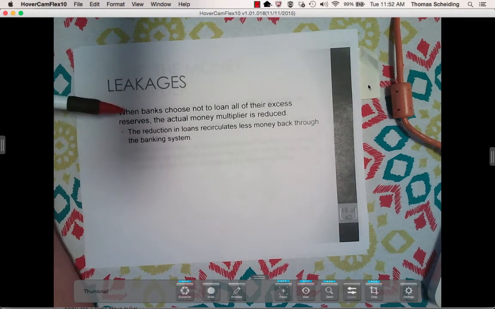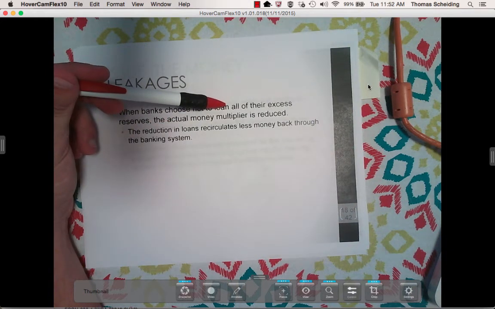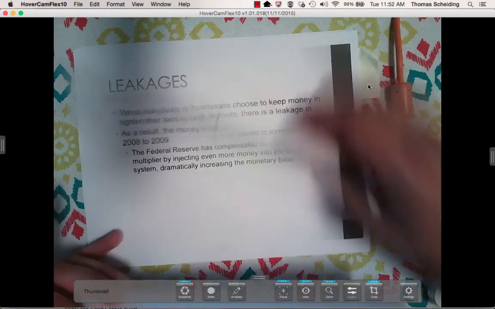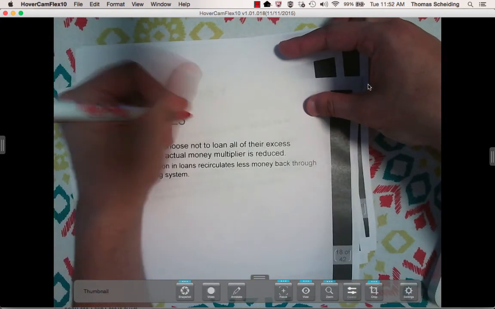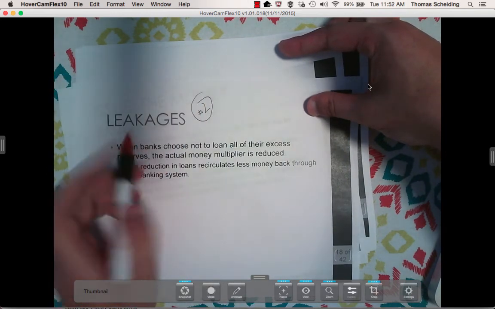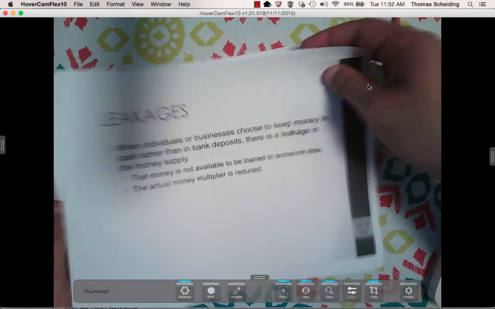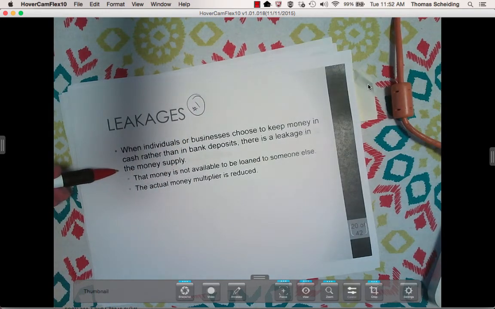I've already said this. Banks don't lend out all the money that they can, so this is reducing the money multiplier because they're not lending out all their excess reserves. So that reduces the money supply size. And we've already talked about this was the leakage source. If we're going back on that previous numbering system, that was my leakage source number 2, banks not lending out all their money. This was my leakage source number 1, the fact that people hold some of their money as cash.